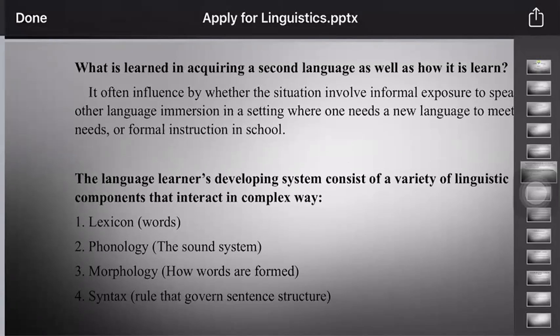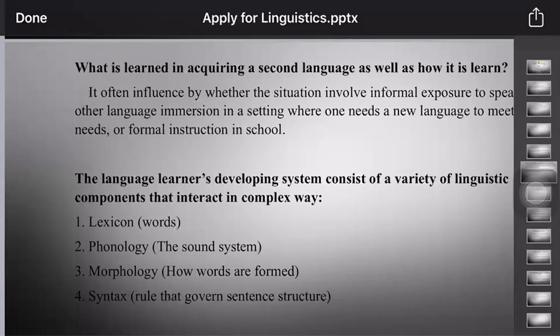What is learned in acquiring a second language, as well as how it is learned? It is often influenced by whether the situation involves informal exposure to speak the other language, immersion in a setting where one needs a new language to meet basic needs, or formal instruction in school. The language learned is a developing system that consists of a variety of linguistic components that interact in complex ways.